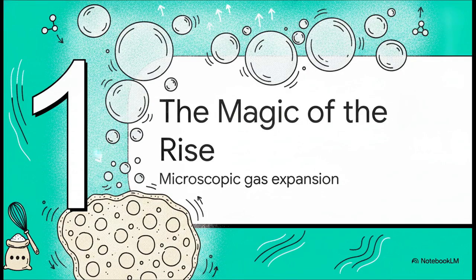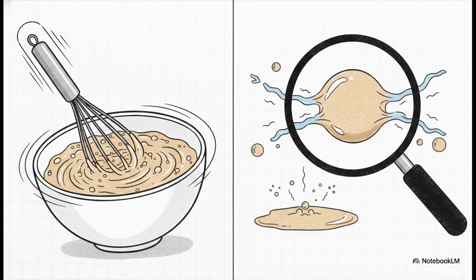Okay, Section 1. The magic of the rise, or microscopic gas expansion. So here's a fundamental truth that genuinely surprises a lot of bakers. Leaveners do not actually create new air bubbles out of thin air. Instead, they generate carbon dioxide that simply inflates the tiny, 10 to 50 micrometer bubbles that you've already created by physically whipping and mixing your ingredients. Meaning, if you don't cream your butter and sugar properly, your chemical leaveners literally have nowhere to deposit their gas, and it just bubbles to the surface and disappears, kind of like the fizz in a flat soda.